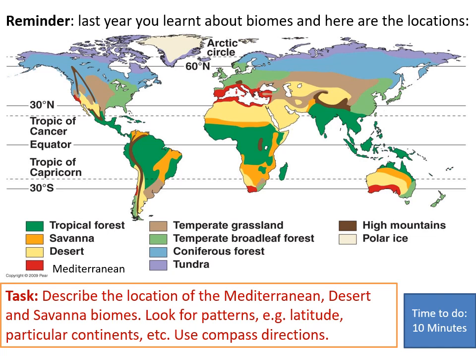I'd like you to describe the location of the Mediterranean, desert, and savanna biomes. So use the key to work out how they're shown, the colours, find out where they are, and then write me for each of them a short paragraph telling me where they are in the world. And look for patterns. For example, latitude. Are they found along the equator?